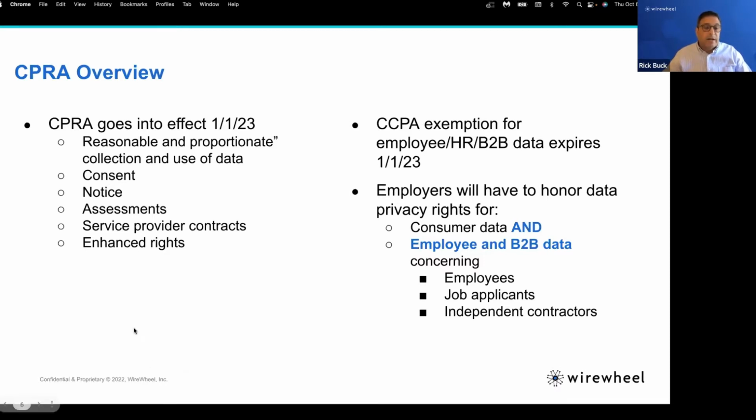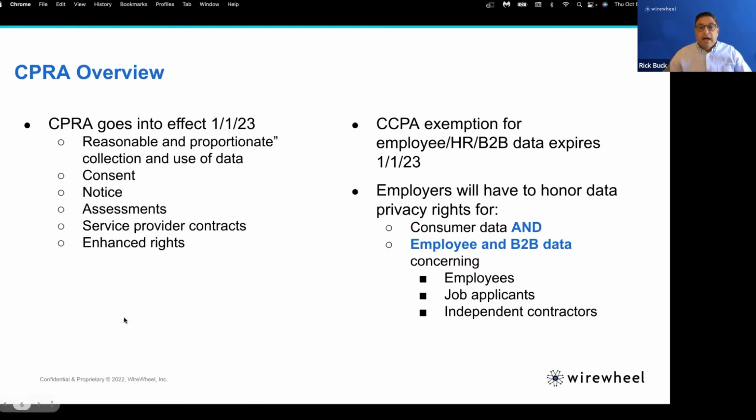CPRA also talks about enhanced notices on your privacy pages and at your points of collection. It talks about the need for assessments for risky behavior and for sharing data with third parties and service providers. It talks further about contracting your service providers and subcontractors so that they too are obligated to uphold the CPRA when processing CA data. And they've expanded the rights under CPRA to include a few new things, particularly correction.